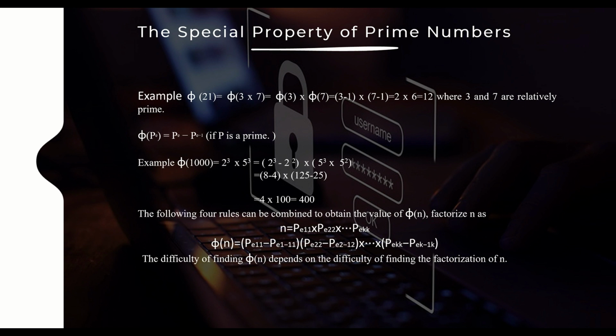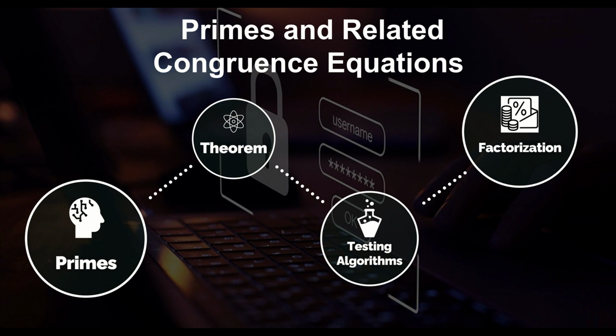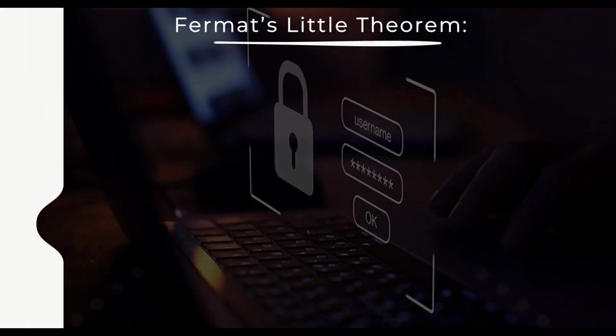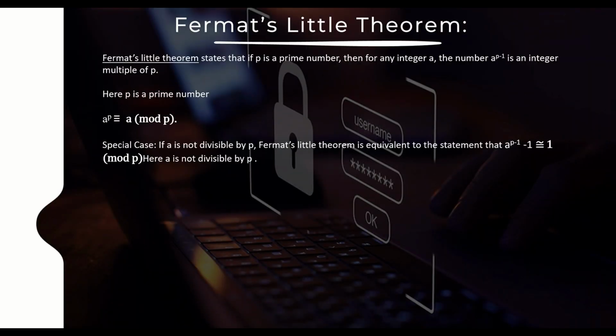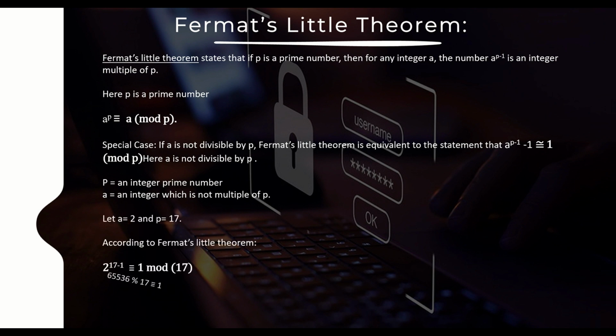Fermat's little theorem. Fermat's little theorem states that if p is a prime number, then for any integer a, the number a to the power p minus a is an integer multiple of p. Here p is a prime number. A to the power p is congruent to a mod p. Special case: if a is not divisible by p, Fermat's little theorem is equivalent to the statement that a to the power p minus 1 is congruent to 1 mod p, where a is not divisible by p.